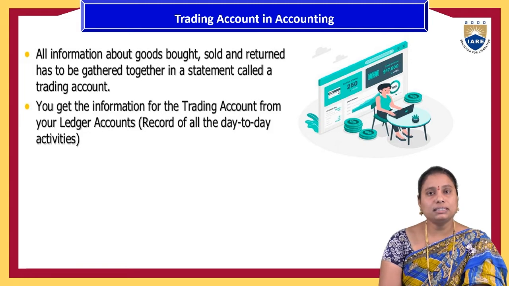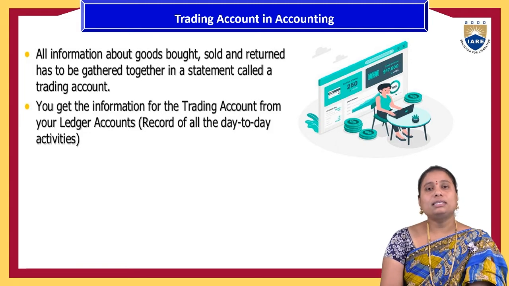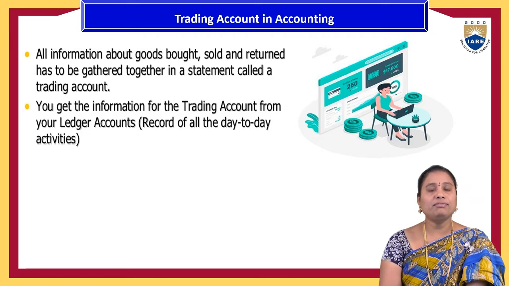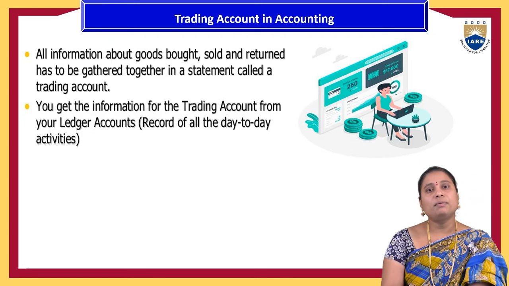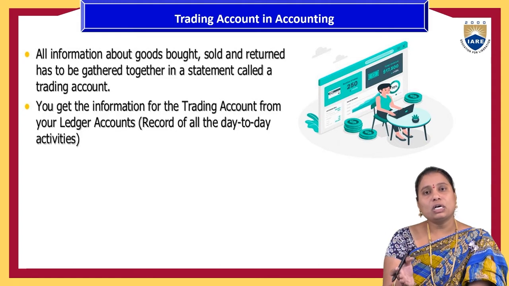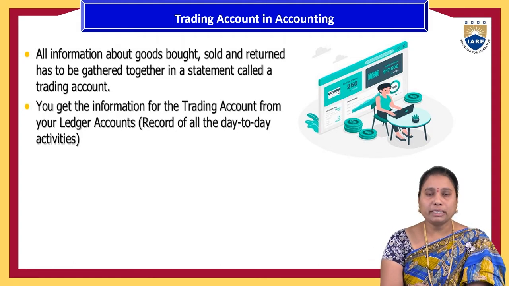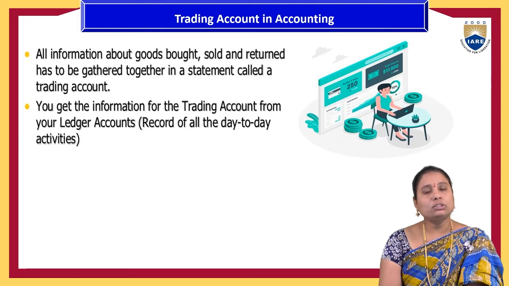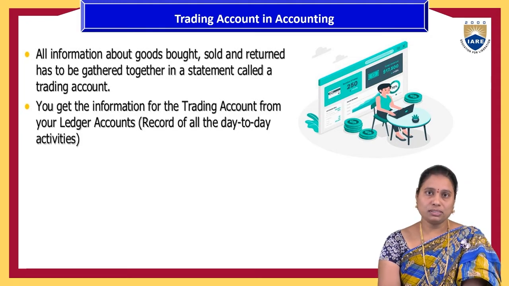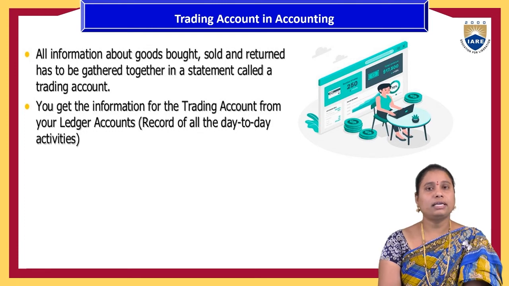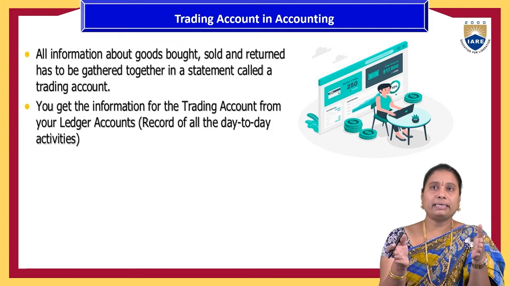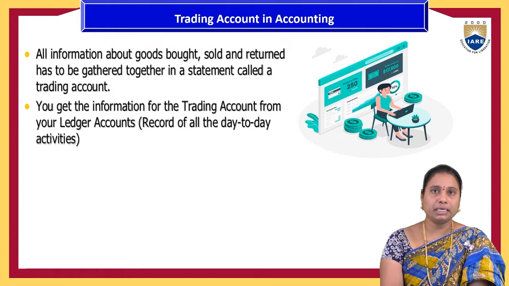Actually, in the 6 steps of accounting, the 3 steps like journal, ledger, and trial balance will be treated as pre-final accounts, whereas the trading account, profit and loss account, and the balance sheet will be called the final accounts. So in the trading account, all the direct expenses and the direct incomes gained by the organization are recorded in a systematic manner. That is called the trading account.